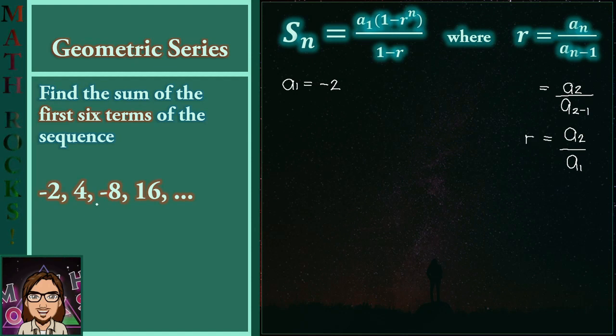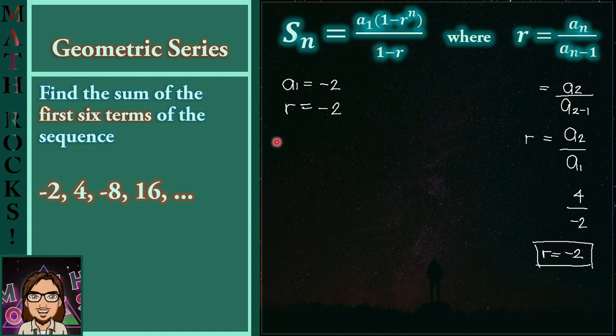Doing so, we have our second term, which is equal to 4, substituting such value. And for our first term, we have negative 2. So replacing a sub 1 with negative 2 gives us 4 divided by negative 2, which has a value of negative 2. So in this problem, our common ratio is negative 2. Now, let us substitute these values to their respective variables in our formula.